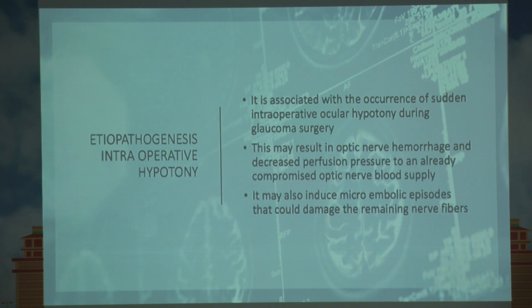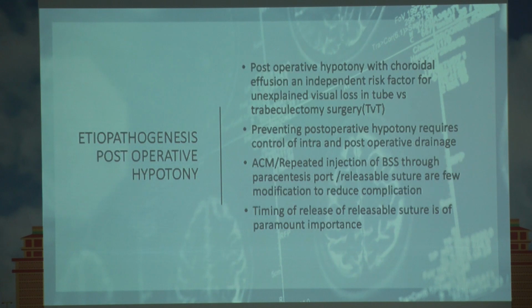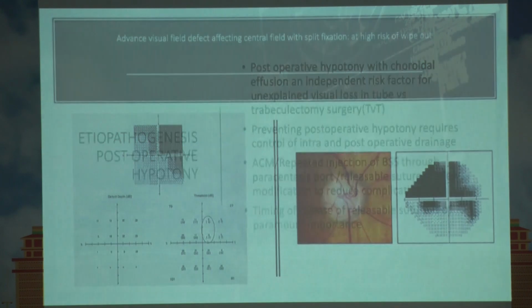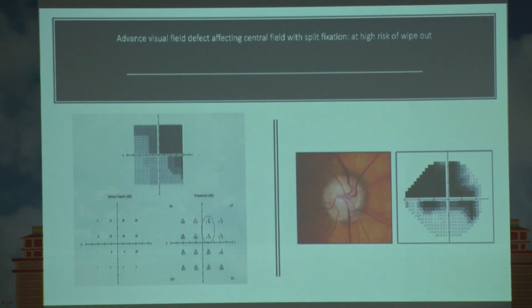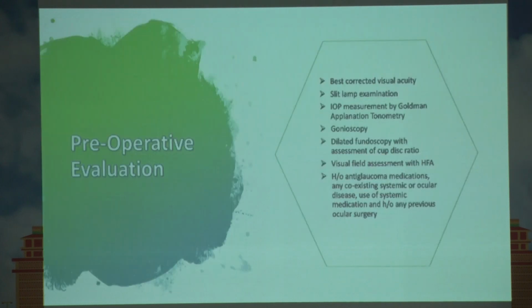So etiopathogenesis is associated with the occurrence of sudden intraoperative ocular hypotony during glaucoma surgery, or optic nerve hemorrhage, or microembolic episodes. Post-operative hypotony with choroidal effusion can be an independent risk factor in one of the studies. So preventing hypotony is very important. Timing of release of the releasable suture is also very important in these cases, so as to titrate the IOP in the post-operative cases. Advanced visual field defect affects the central field with a split fixation.